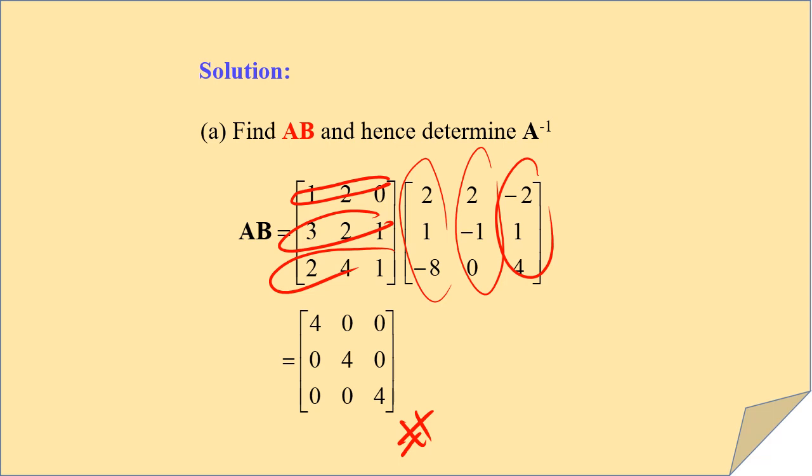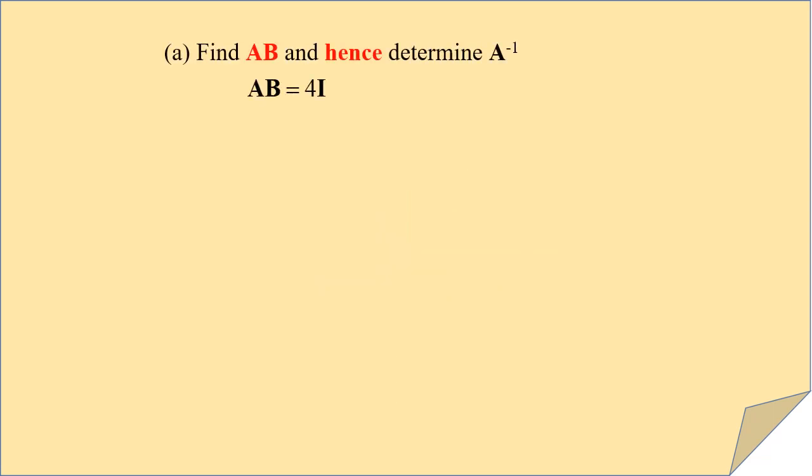Hence, determine A inverse. It means that by using the result from this AB, we want to find A inverse. So what we can do: AB is equal to, actually, a factorization of 4 multiplied by the identity matrix.